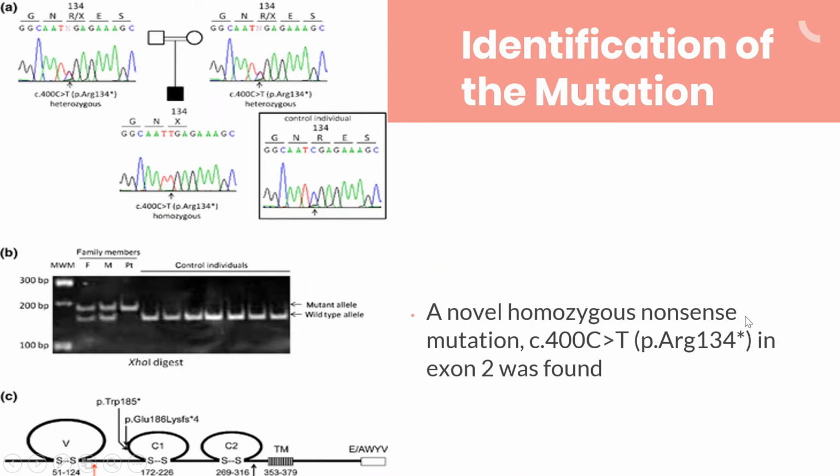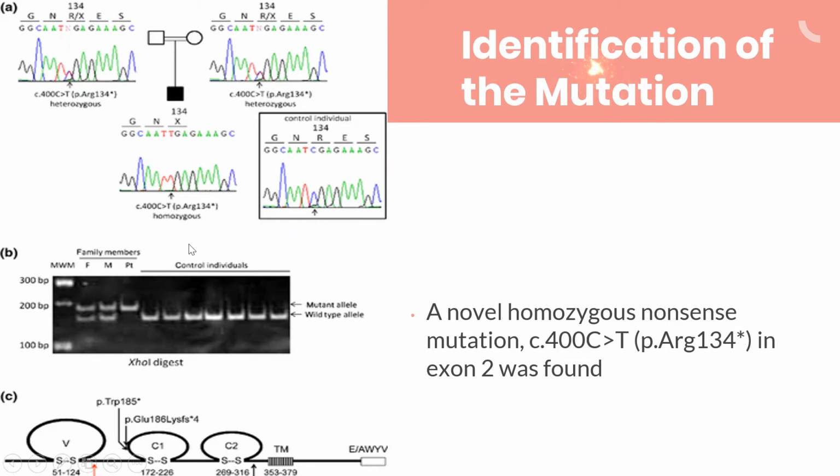Now we're going to talk about the identification of the mutation. Basically, this novel homozygous nonsense mutation in exon 2 was found. Let's look at A up here. When you look at A, what you're seeing is a pedigree of the family, and you see the identification of a novel nonsense mutation in the PVRL1 gene, which is right here. The position of this mutation is indicated by those arrows.